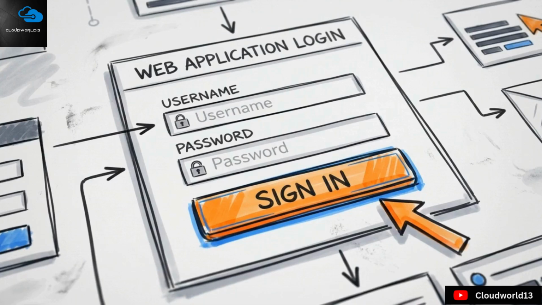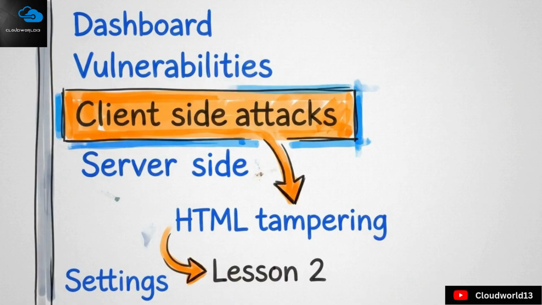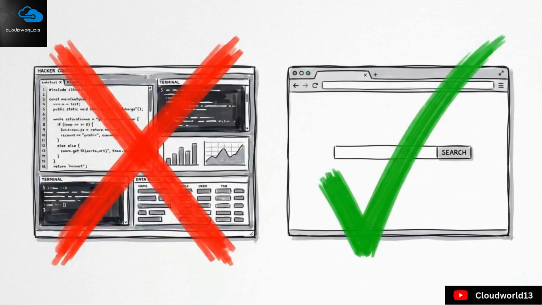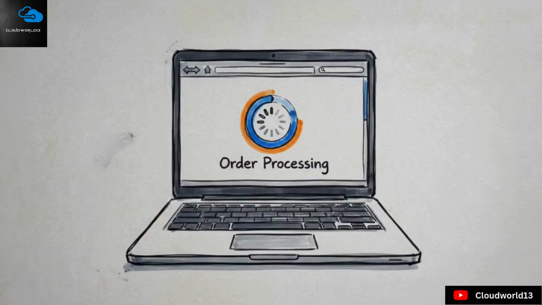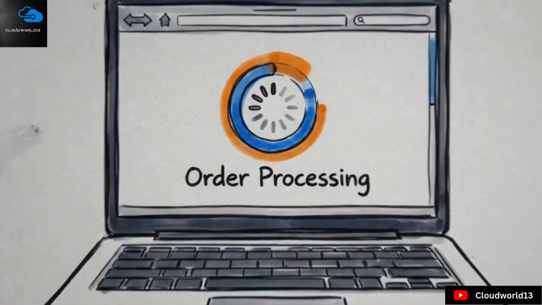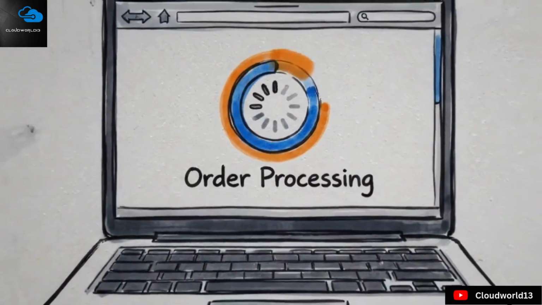Log into your WebGoat suite, navigate to the Client-Side Attacks menu, click on HTML tampering, and select Lesson 2. You do not need any specialized third-party hacking software for this. Everything required is already built into your standard modern web browser. This entire attack relies on exploiting the system's blind trust in the data the browser sends it.